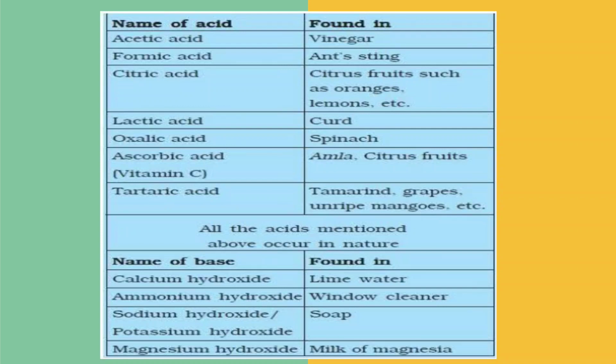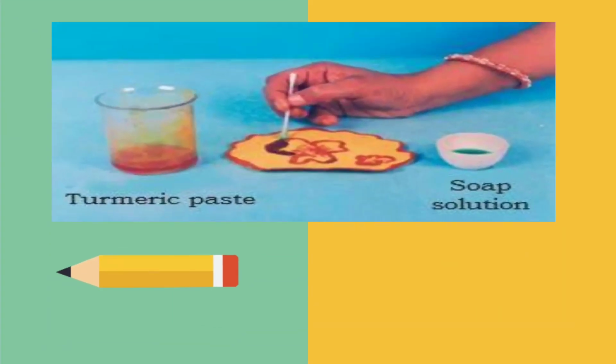Now calcium hydroxide we can find in lime water. Ammonium hydroxide is found in window cleaners, with which we clean the windows. Sodium hydroxide or potassium hydroxide, in soap. Magnesium hydroxide, in milk of magnesia. You might have observed that when turmeric reacts with soap, since soap is a base, it turns red. Here turmeric acts as a natural indicator. Everyone knows, especially in marriages, the bride and bridegroom keep this as a parani.